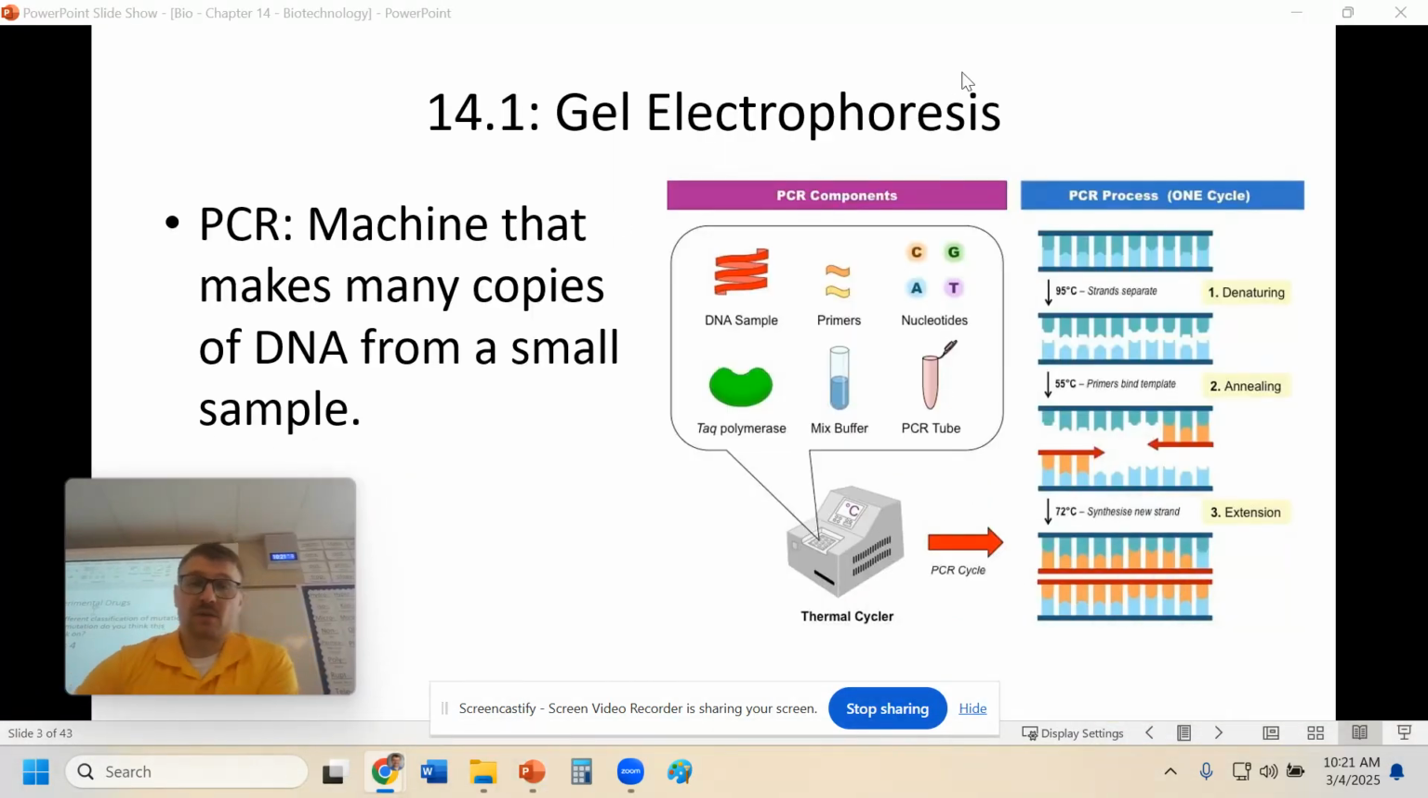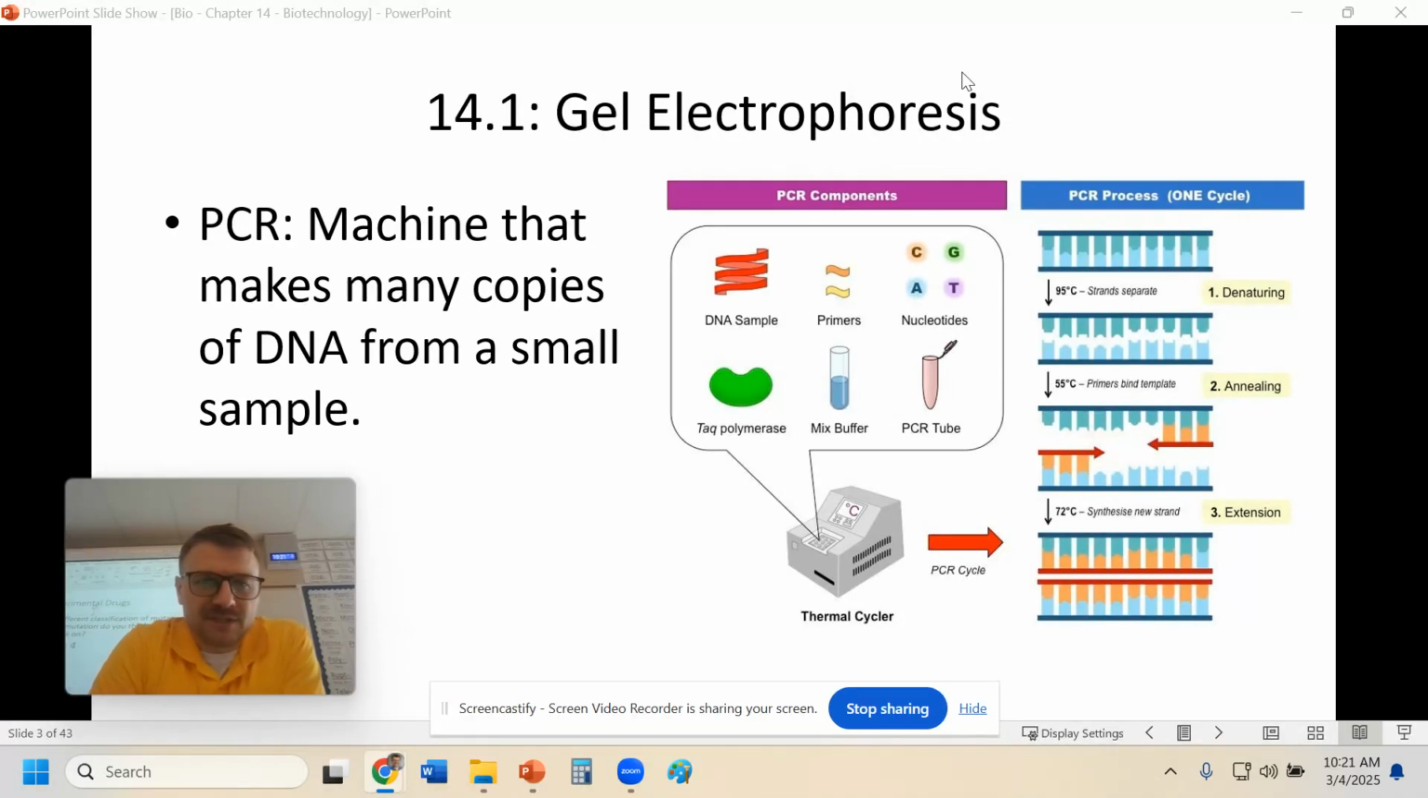All right, 14.1 is going to go over something called gel electrophoresis, and that's a big word. First, before we get into gel electrophoresis, let's talk about PCR. PCR is something called polymerase chain reaction, and this is basically a machine that's going to make many copies of DNA from a small amount. So basically, this acts like a replicator of DNA. Now, I know you're probably thinking, who cares? DNA is DNA. We can make DNA ourselves.